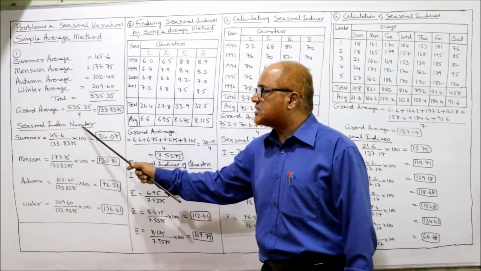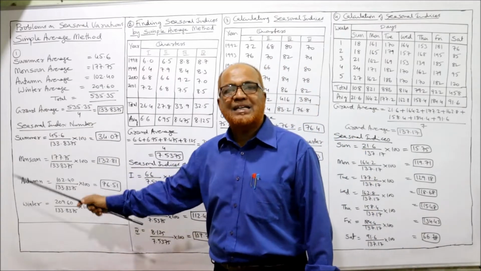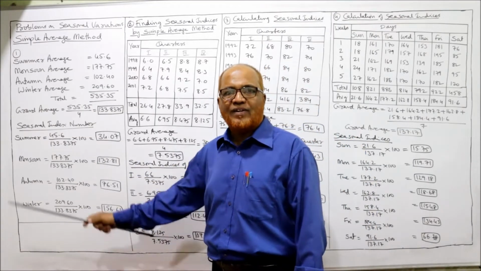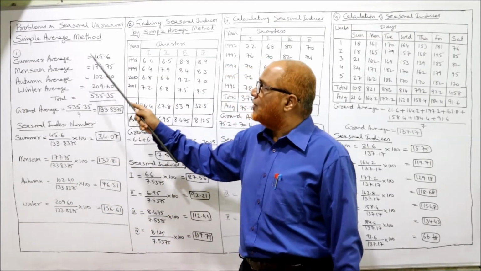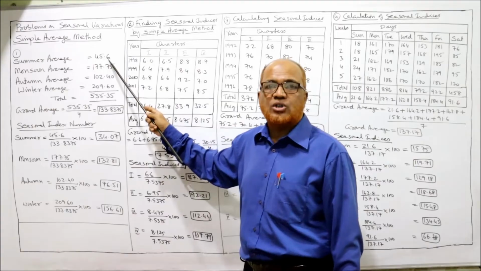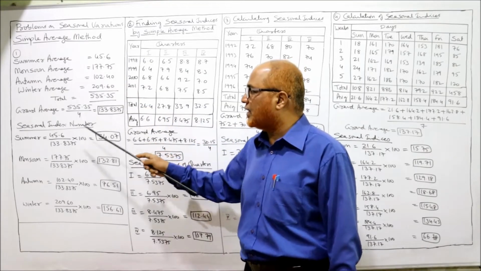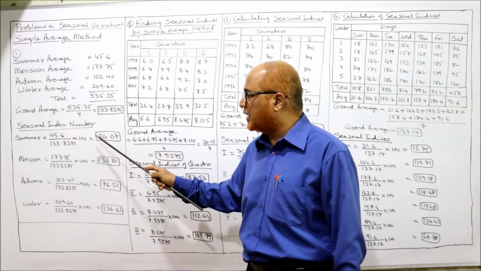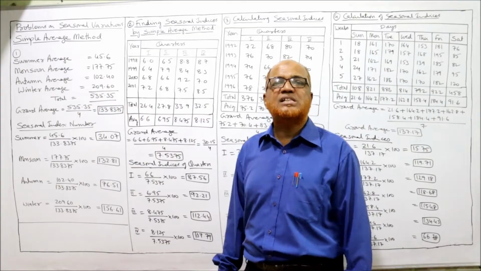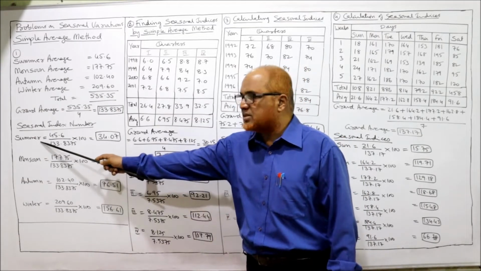Now we have to calculate the seasonal index number for each season. The first season, summer. What is the average? 45.6 is the average. What is the grand average? 133.8375. So 45.6 divided by 133.8375 into 100 gives 34.07, which is the seasonal index for the summer season.